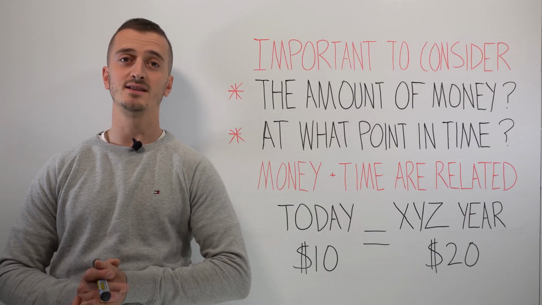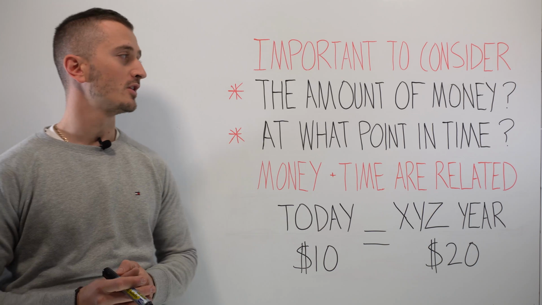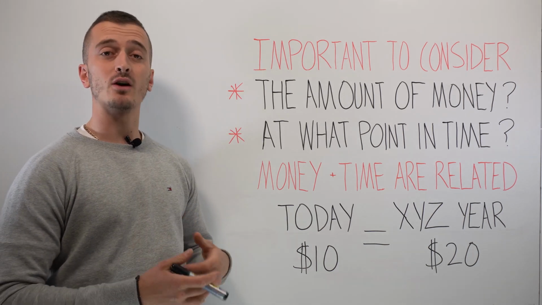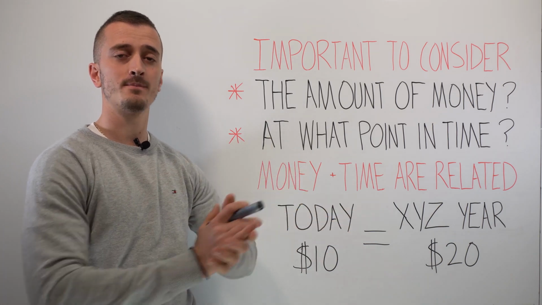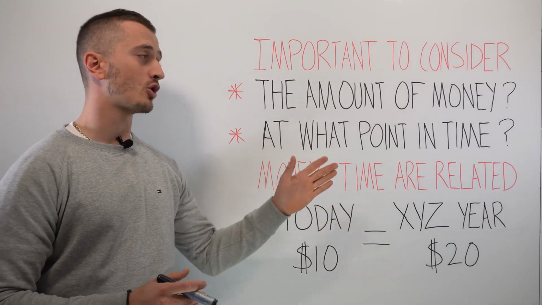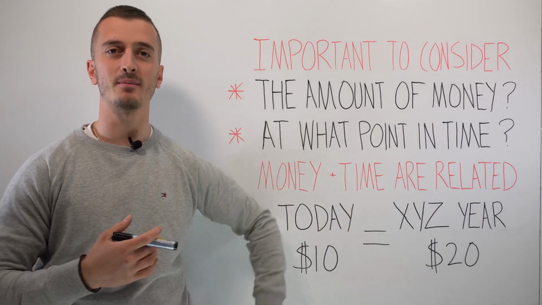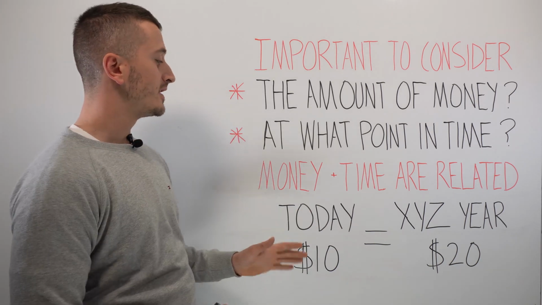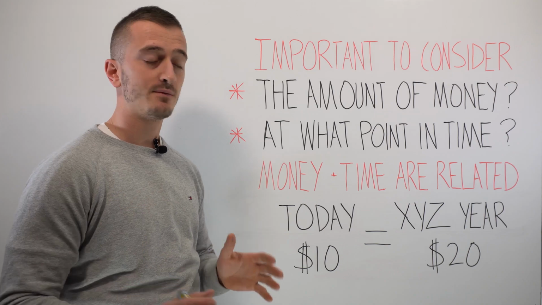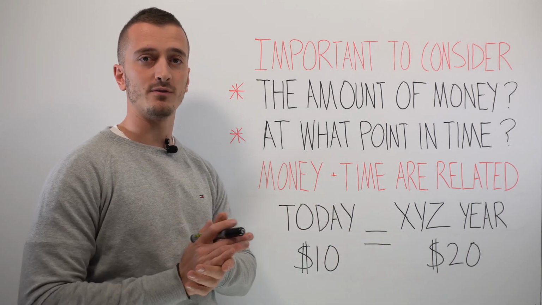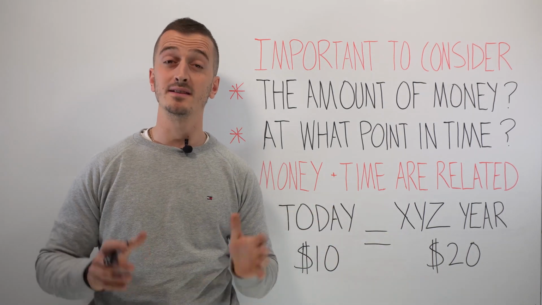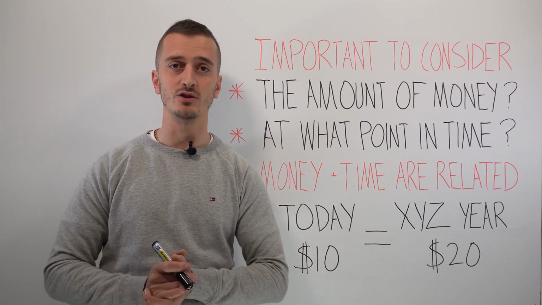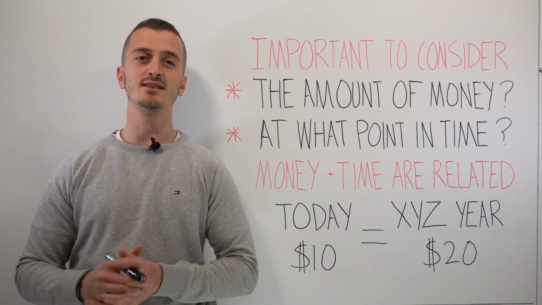So what's important to consider when dealing with time value of money? Firstly, we have to look at the amount of money. What amount of money are we set to receive or pay? And then also, at what point in time are we set to receive or pay that money? Now, always remember that money and time are related. $10 today will have the same value as $20 at some point in the future. Just keep in mind that different amounts of money at different points in time can have an equivalence in value to you. Alright, now let's get ready to start the examples.